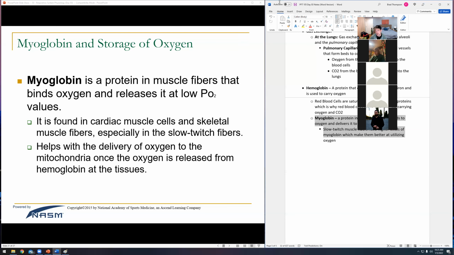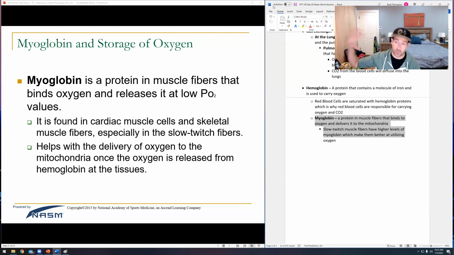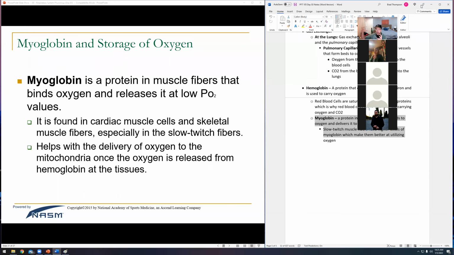This is how oxygen gets delivered throughout all of your muscles, because your capillaries only cover so much of your muscle tissue, and you need to be able to get it from the blood capillary, maybe over there, and so that's where myoglobin is. So hemoglobin from a red blood cell will drop off oxygen to myoglobin, and then myoglobin will carry it to the muscle cell wherever it needs to go.